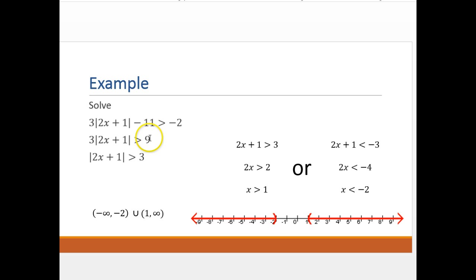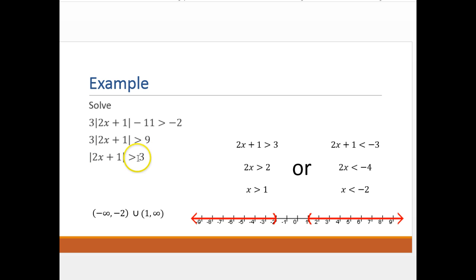The greater than is slightly different. I'd put a couple more steps in here to show you how to work these. Again, if we have a greater than or a less than, we still have to isolate the absolute value. This is 3 times the absolute value of 2x plus 1, close my absolute value, minus 11 is greater than negative 2. Let's add 9 to both sides. So I have 3 times the absolute value of 2x plus 1 is greater than 9. Divide everything by 3. I have the absolute value of 2x plus 1 is greater than 3.